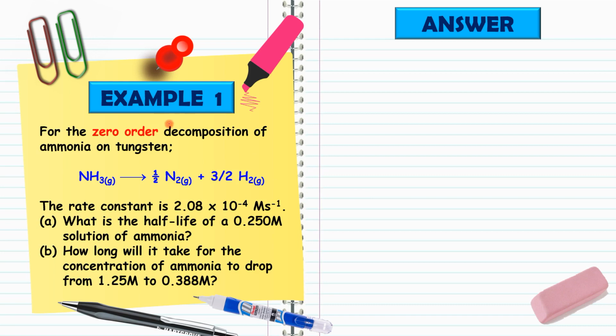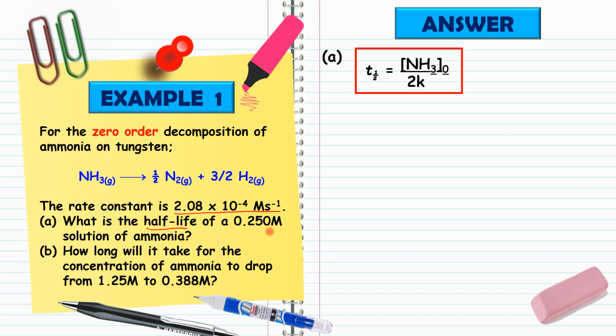Okay, example 1. For the zero order decomposition of ammonia on tungsten, we have ammonia gas decomposed into nitrogen gas and hydrogen gas. The rate constant is 2.08 times 10 to the power of negative 4 molar per second. What is the half-life of a 0.25 molar solution of ammonia?